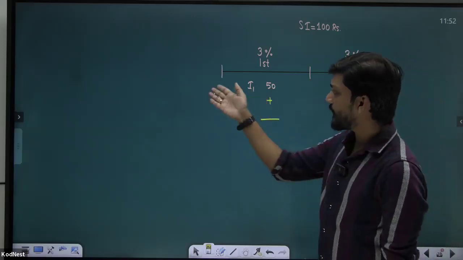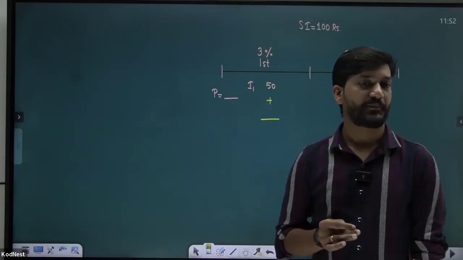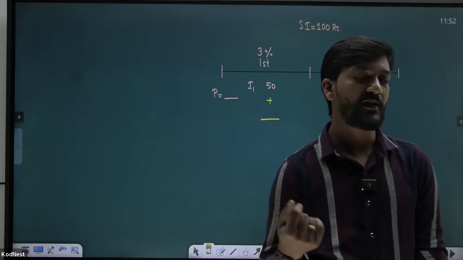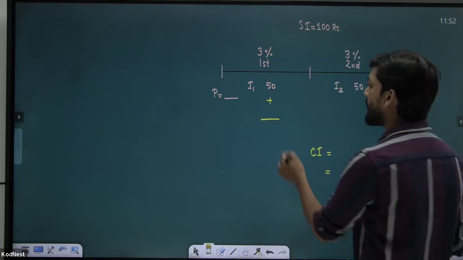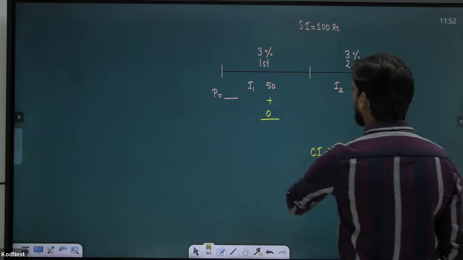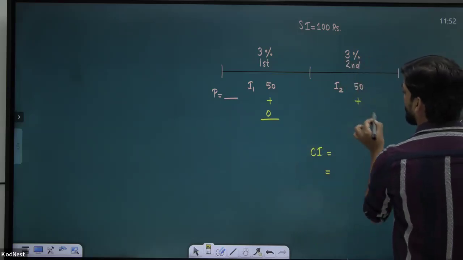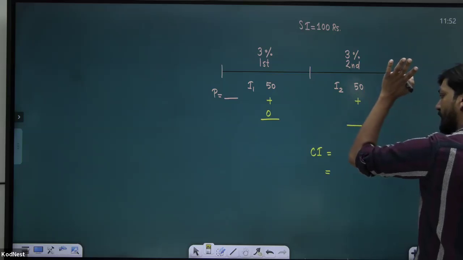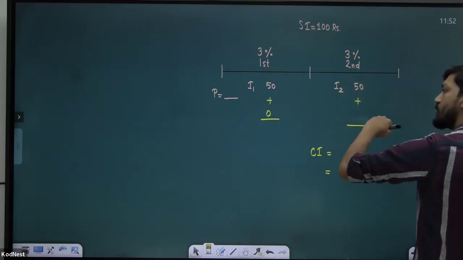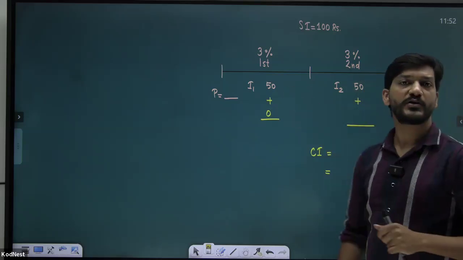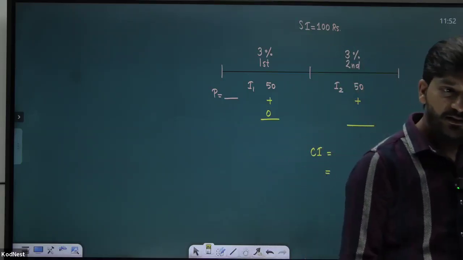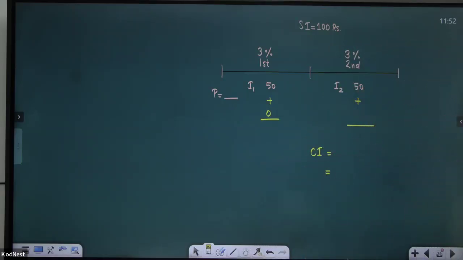What is the interest on previous interest? Please answer that. How much? There is no previous interest, so zero. Here also, interest on principal is already written, 50. What is the interest on previous interest? How much? Interest on previous interest. How come 3 rupees?